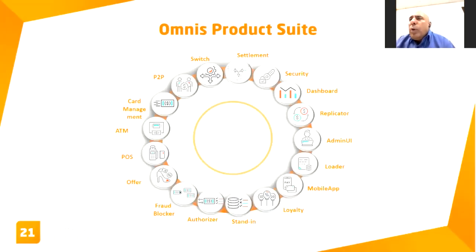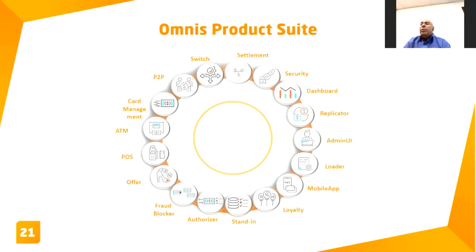The OmniPayments product suite consists of several modules. These modules are closely, tightly integrated with the payment switch. And the benefit of this is that you can implement the functionality that you choose. So for example, if you want to implement the authorizer, OmniPayments can be implemented purely to route transactions, or it can be implemented to route and to authorize transactions.